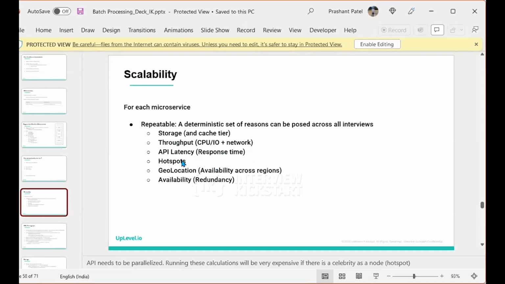Throughput and API latency, we will take a look at that. Any hotspot that we can think of? Geolocation, definitely, because it's a global website. Any problem that operates globally, we can consider scaling for geolocation, unless it's very specific to a particular region. If it is used globally, then we have to consider that for scaling. Availability, yes. So we'll look into hotspots, if any.